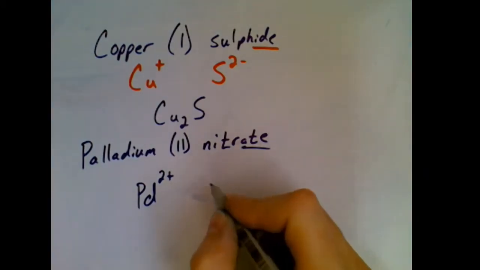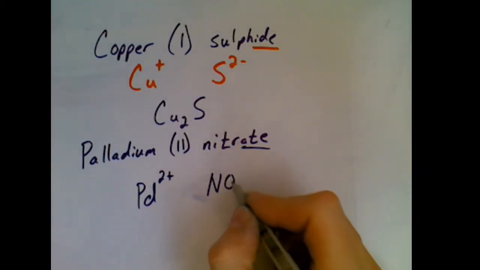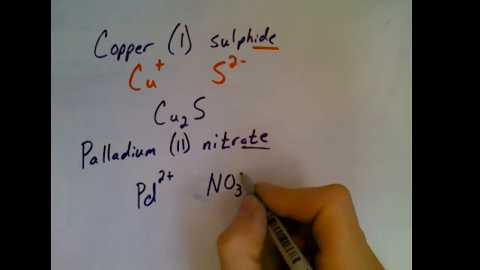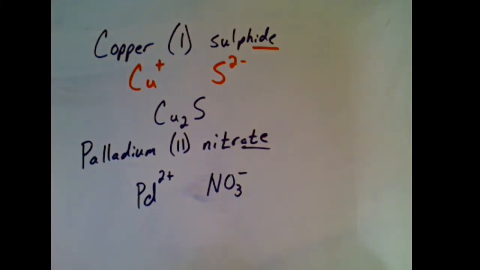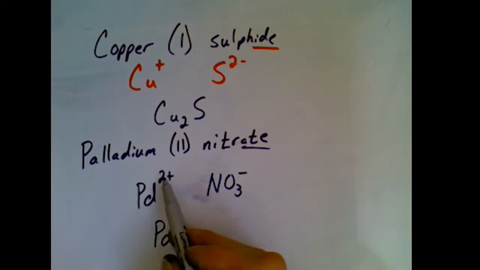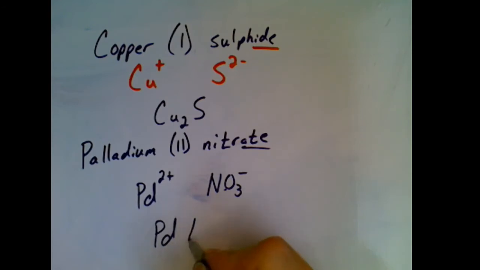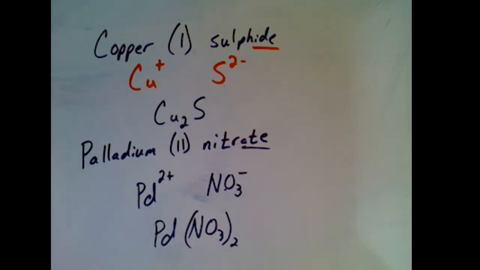Nitrate ends with ATE, so that's going to be NO3. You know it's got to be polyatomic. It's got a -1 charge. Swap and drop. 1 Pd, 2 NO3s. So remember, we need to write that NO3 in brackets with the 2 on the outside to show that we have something a little bit different, so that we have 2 of those nitrates. So hopefully that makes sense.